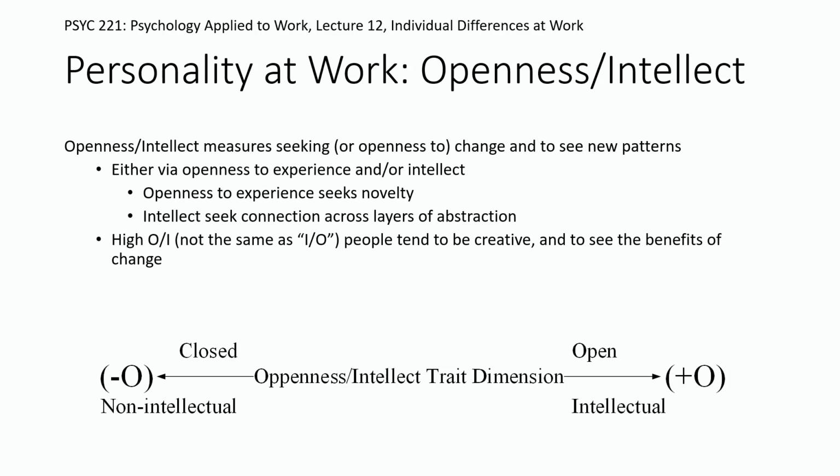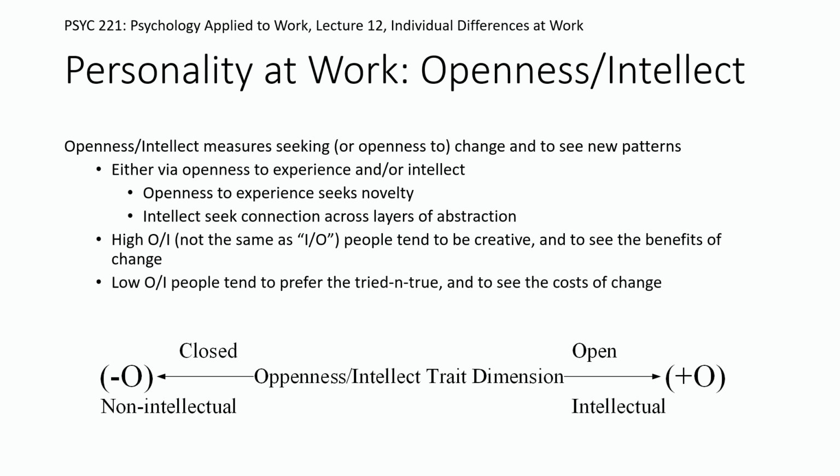People high in openness, intellect, tend to be creative, and tend to see the benefits of change, certainly along the openness aspect. And people that are low often like the tried and true, and they see the cost of change. And it should be obvious that both of those bring benefits to a group. I mean, you want somebody that's like, hey, let's do this, let's try this, what could go wrong? And you want somebody that's like, no, well, a lot of things could go wrong, and what we've got is just fine.